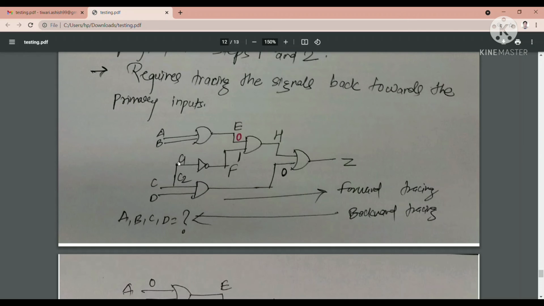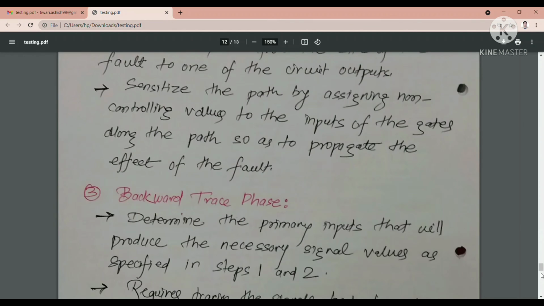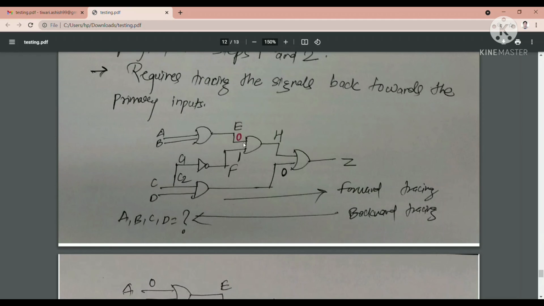Okay, so see this example here. This is one OR gate, this is an AND gate, this is an OR gate, this is a NOT gate, and this is an AND gate. What we are going to do is test the stuck-at-1 fault at this particular path E. I am repeating, this example is for a stuck-at-1 fault at this particular path E. Now see, what is the first step? At the site of the fault, assign a logic value that is complementary to the polarity of the fault being tested. So what is the polarity here? I am talking about a stuck-at-1 fault. So here we have to apply logic 0. This is the first thing that we have to do.